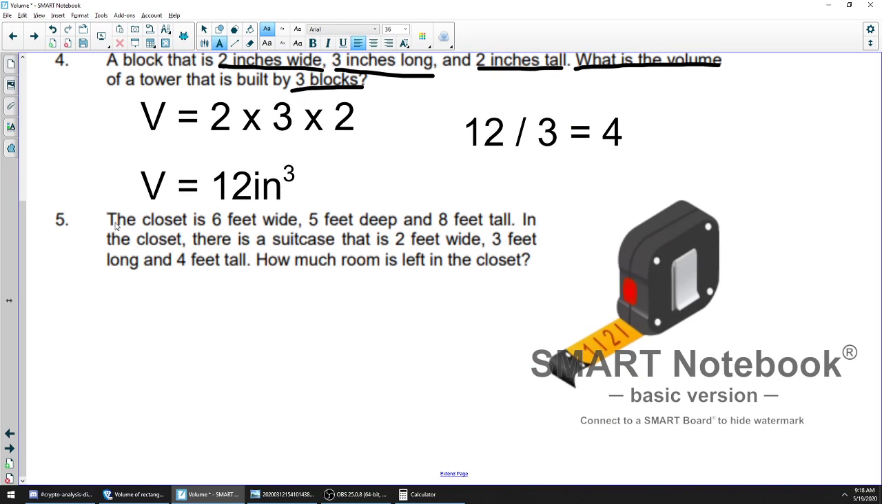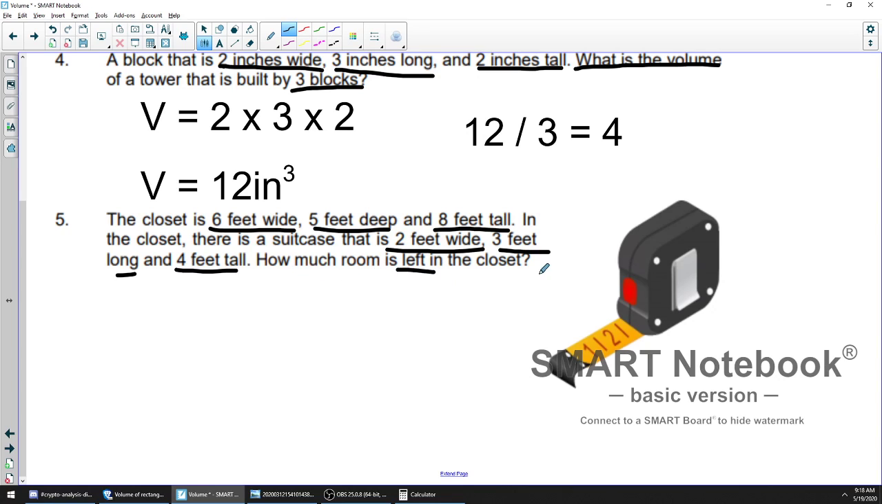Let's look at number 5. The closet is 5 feet wide, 5 feet deep, and 8 feet tall. In the closet, there's also a suitcase that is 2 feet wide, 3 feet long, and 4 feet tall. How much room is left in the closet? Okay, so we have a big closet, and then there's a suitcase inside of it.